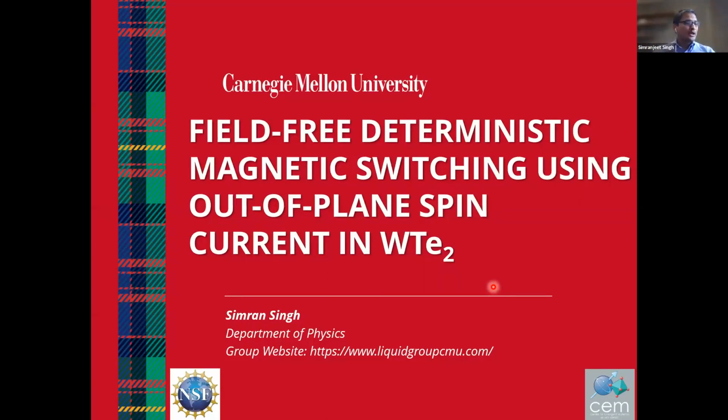Today I'm going to talk about how we can use a layered material, a 2D material, particularly tungsten ditelluride, to achieve field-free deterministic spin-orbit torque switching of a magnetic thin film with perpendicular magnetic anisotropy.